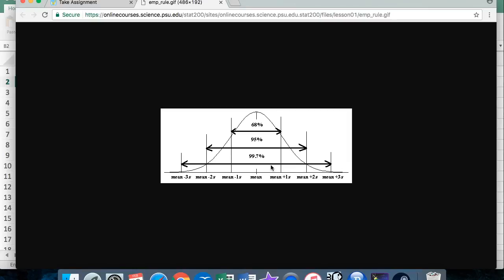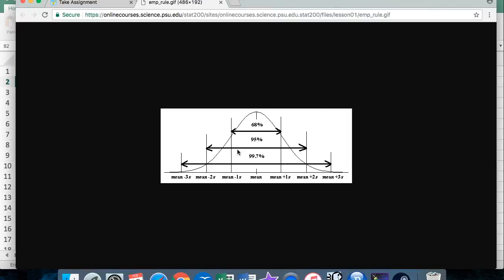What I would suggest is, think of everything that's to the left of this. This is 68%, right? So then what's on this part of the tail? These little parts down here, we call this the tail.